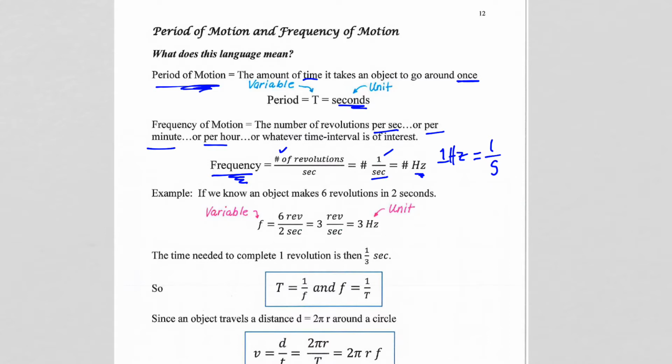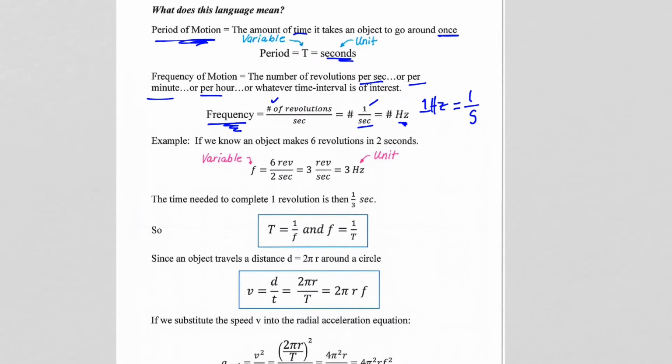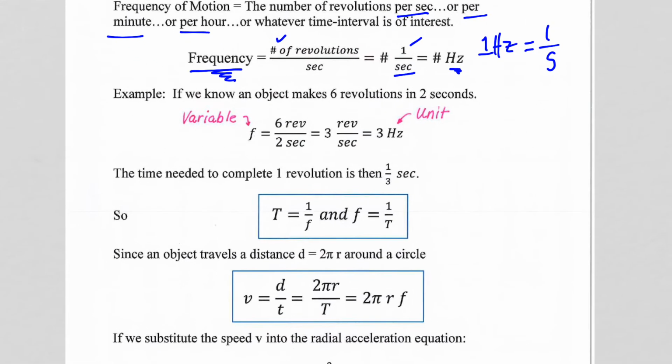Okay. Well, let's take a look at a numerical example for both period of motion and frequency of motion together to get a little better understanding of the two. What if we've measured that it takes an object 2 seconds to make 6 revolutions? So I count off 6 revolutions and my stopwatch says that took 2 seconds. Well, the frequency of motion, and the variable as it says here is f, is 6 revolutions per 2 seconds. So here we have our 3 revolutions per second, or 3 hertz.